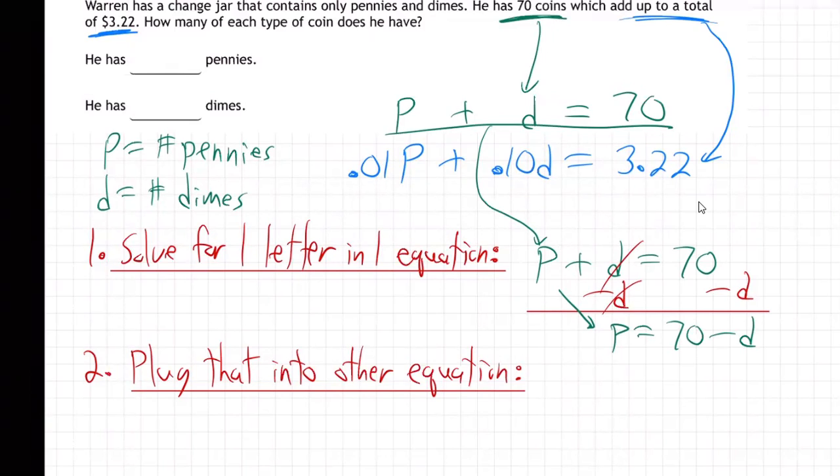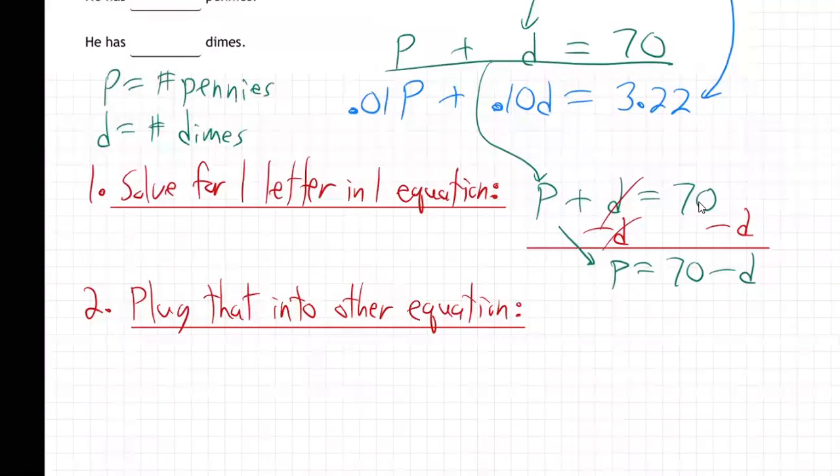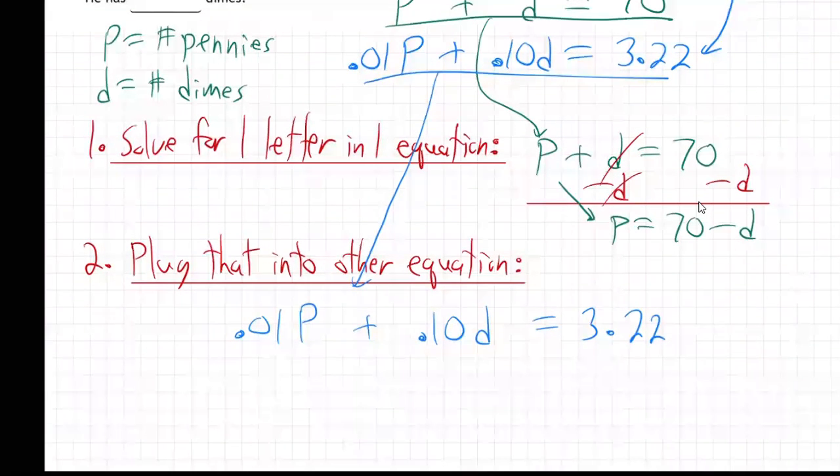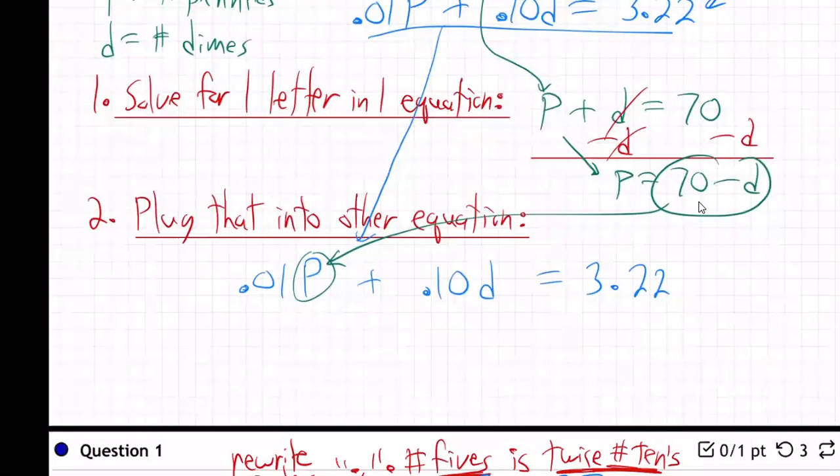And so we solved for one letter. We got one letter alone in one equation. And now I'm going to plug that into the other equation. So let me grab the other equation. Right here, bring that down. 0.01 P plus 0.10 D equals 322. So now I'm going to grab this right here, plug in for P right there, because P equals 70 minus D. That means wherever I see P, I can plug in 70 minus D.